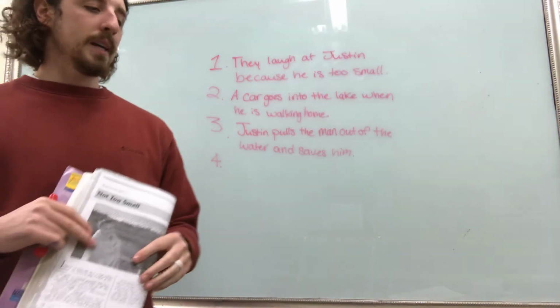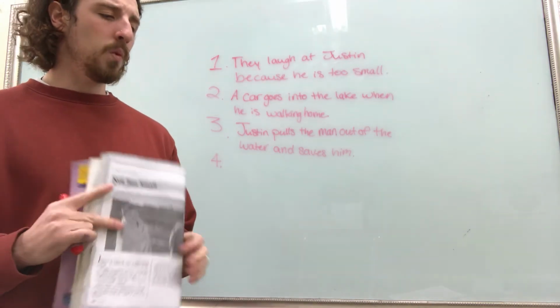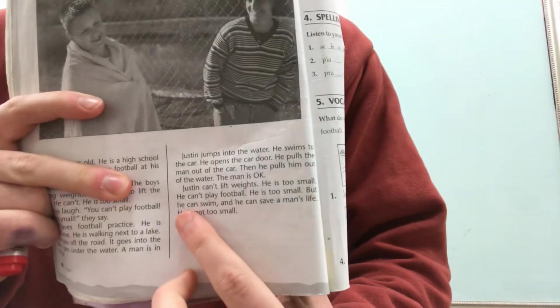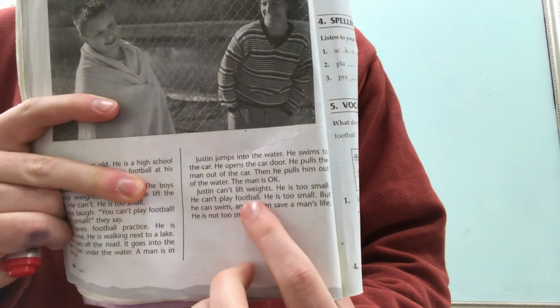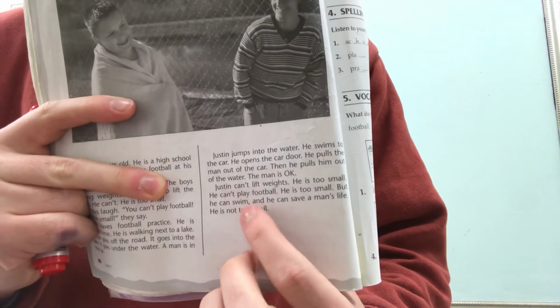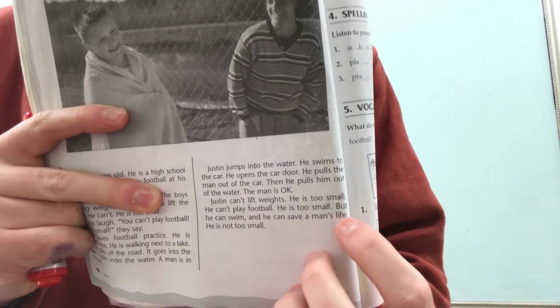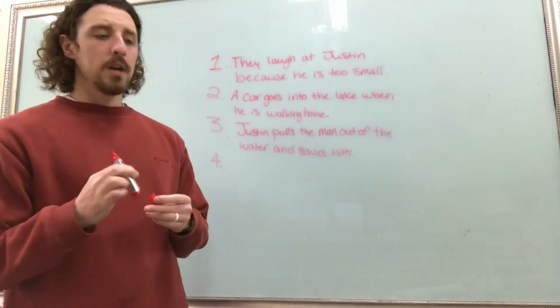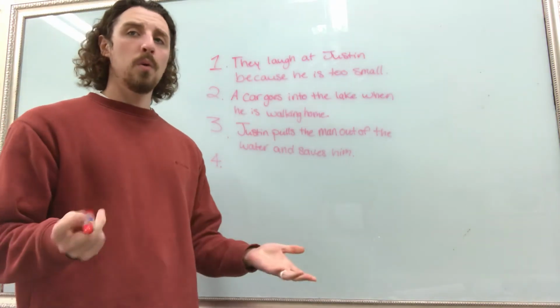Number 4, he can't play football. What can he do? Well, if you look at the very last sentence over here, in the story, he can't play football. He is too small, but he can swim and he can save a man's life. Okay? So, he can't play football. What can he do?